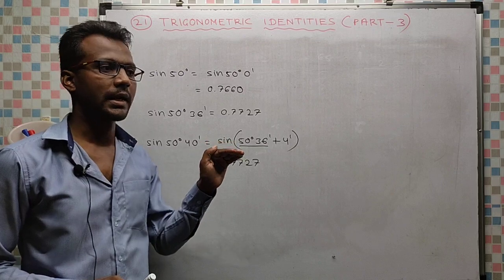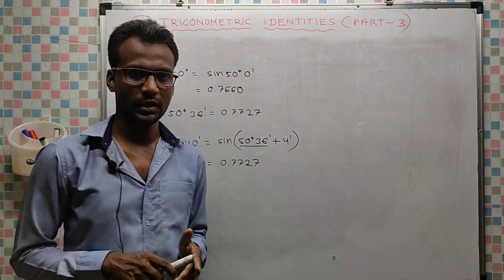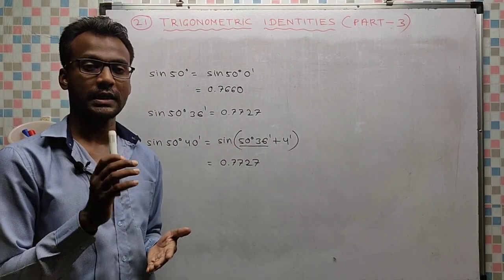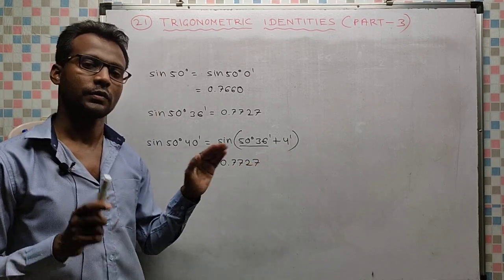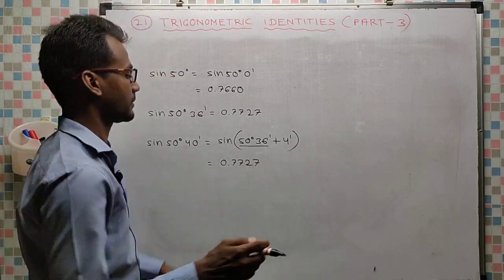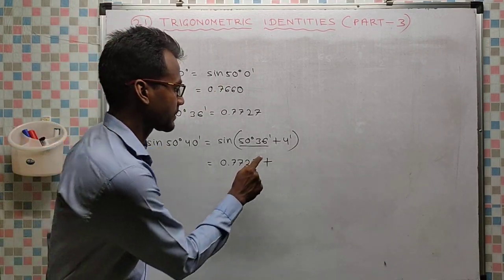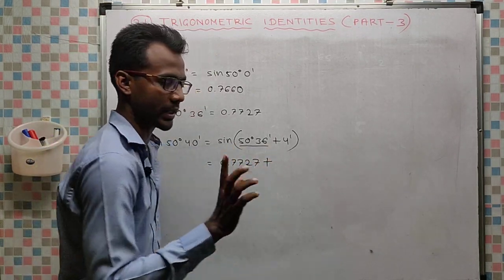Plus 4 minutes means the angle is slightly increasing. When angle increases, what happens to sine theta? In the beginning I have told you, when angle increases, value increases in case of sine and tan. So plus 4 minutes means angle is increasing, so value will also increase. For that reason, plus. Do not think that I have simply copied this plus here.